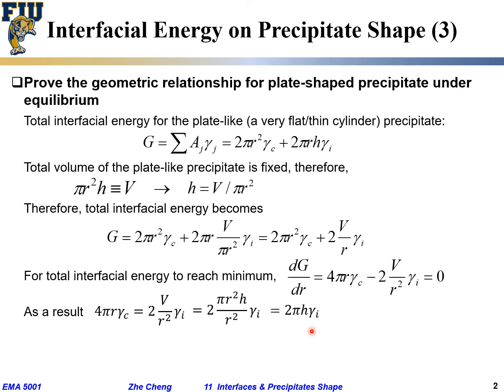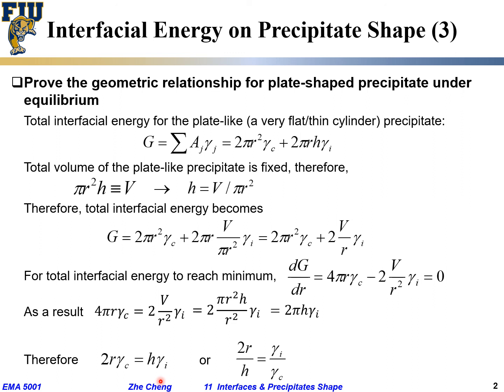And in here, we further simplify. We would get what? 2r gamma c equals h gamma I. Make sense? Or write it another way: 2r over h is gamma I over gamma c. Makes sense, right? That's how, mathematically, we get the relationship.